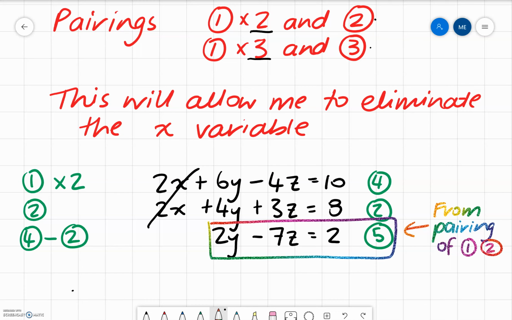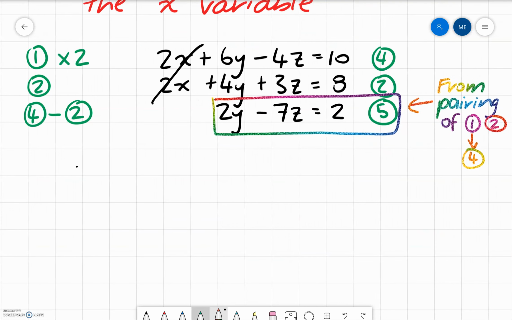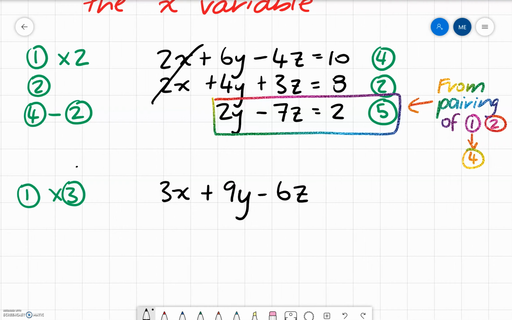Okay, so it was 1 multiplied by 2, which created 4, and the pairing of 4 and 2. So we're now going to repeat this again. So we're going to take equation 1 and we're going to multiply it by 3, which gives us 3x plus 9y minus 6z equals 15. And this new equation is equation 6.